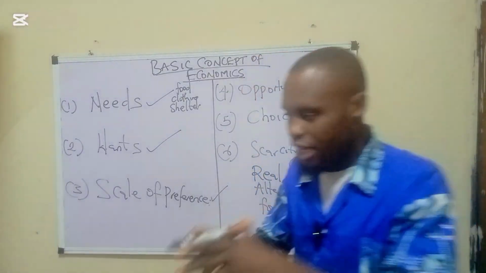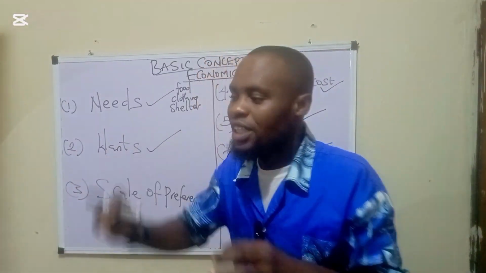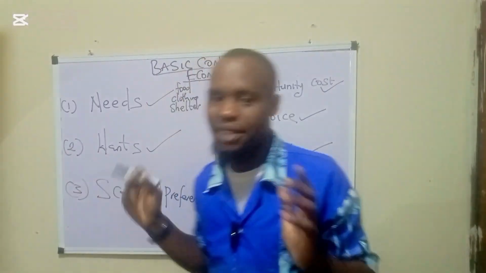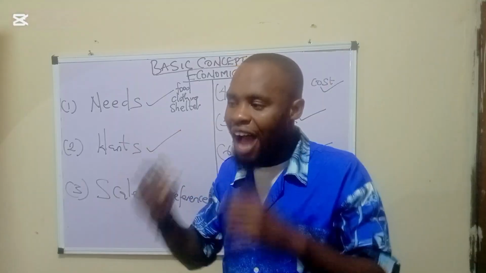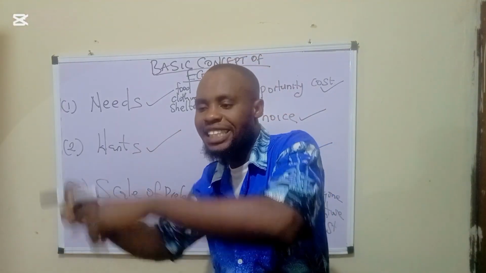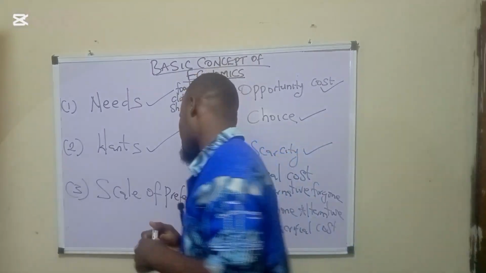Now the question is, what is opportunity cost? Opportunity cost is the alternative foregone after purchasing the more pressing item. So the alternative foregone after purchasing the more pressing item is called opportunity cost. Let's take an example.